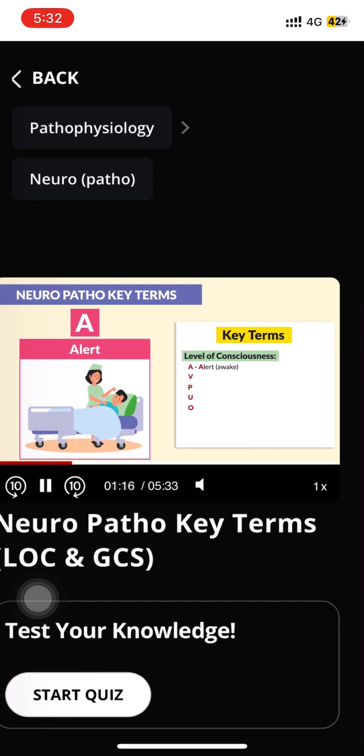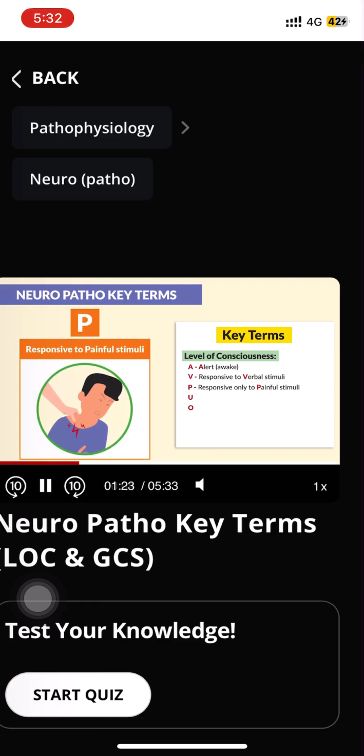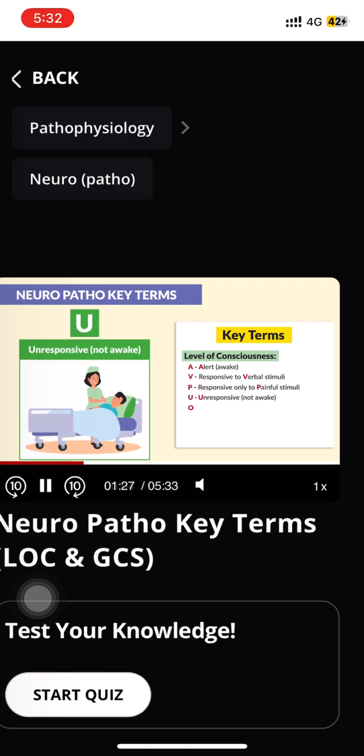A is for alert or awake. V is for responsive only to verbal stimuli. P is for responsive only to painful stimuli. And U is for unresponsive or unarousable, also not awake.